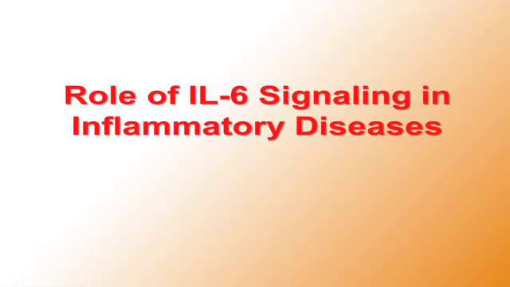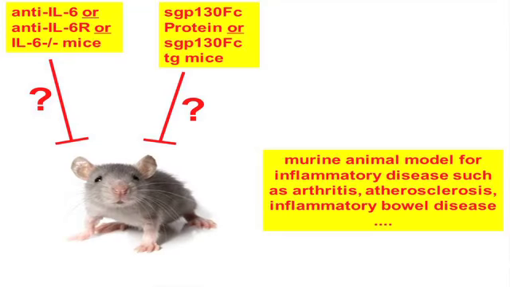So now, what is the role of IL-6 signaling in inflammatory diseases? What we did was a very simple-minded approach. We are very much interested in IL-6, so we took animal models of human inflammatory diseases such as arthritis, atherosclerosis, inflammatory bowel disease, and many others, and first of all performed these models in mice which have no IL-6. They are called IL-6 knockout mice, so the gene has been destroyed, or we neutralize IL-6 with an antibody against IL-6 or the IL-6 receptor.